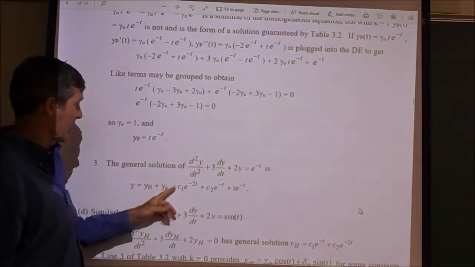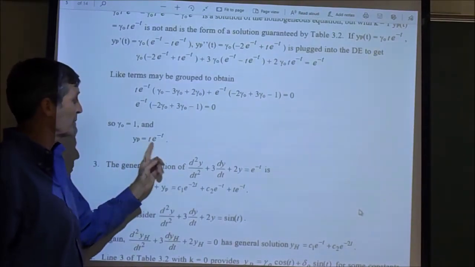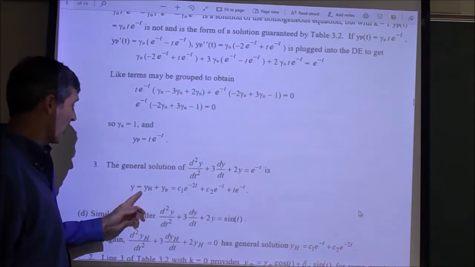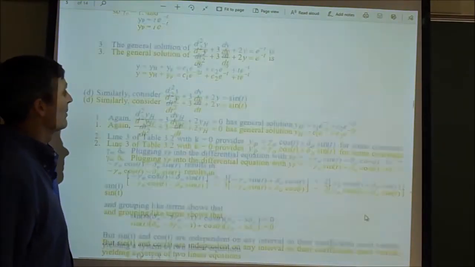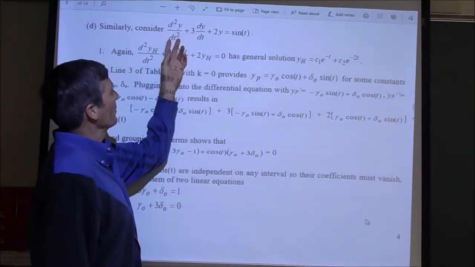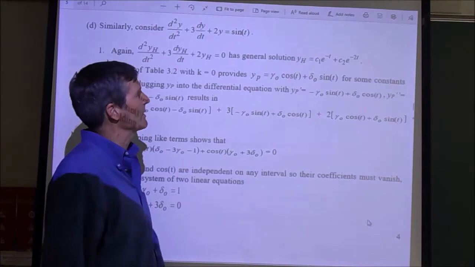The general solution is now the general solution to the associated homogeneous problem, plus this particular solution to the non-homogeneous problem that we just found. There it is, all solutions to the non-homogeneous problem. Well, it gets tougher. How about this one? y double prime plus 3y prime plus 2y equals sine t. I've tried to make this one actually as simple as possible.